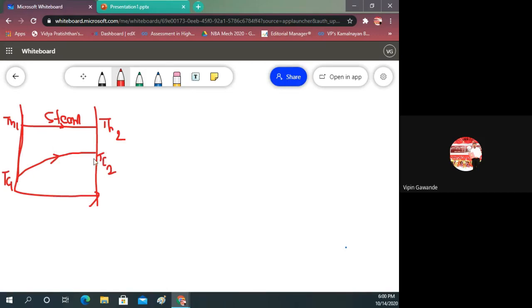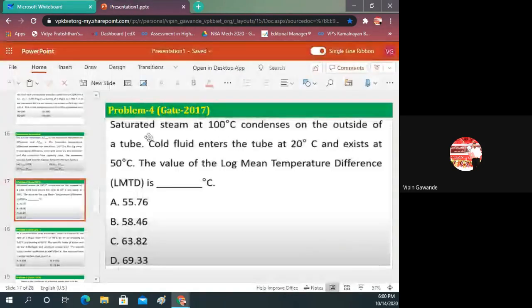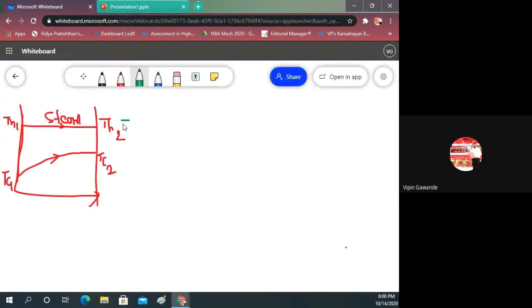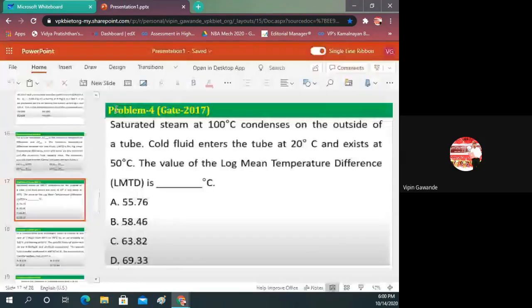So this is the diagram for what? This is the diagram for the condenser. Now let us see what is given. Saturated steam at 100°C. So TH1 is equal to TH2 is equal to 100°C. This is 100°C, and this is also 100°C. Steam at 100°C, so TH1 is equal to TH2.